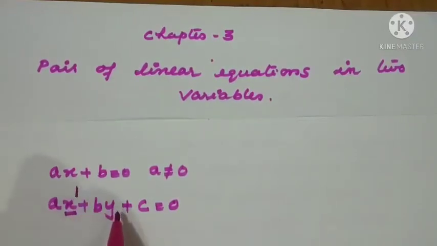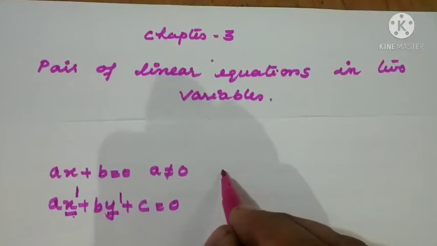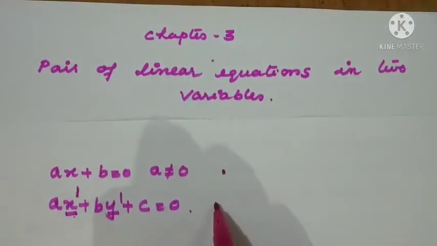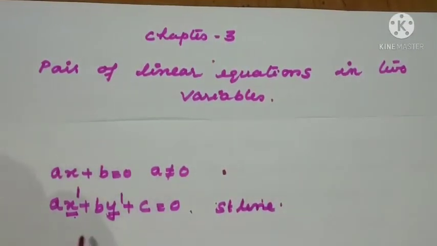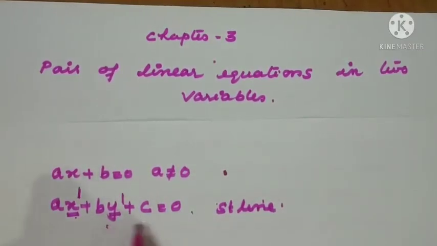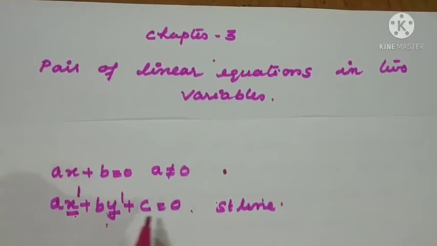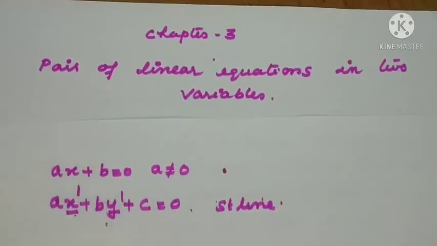x has the power 1 and y also has the power 1, and x and y are the two variables. So we learned about the graph of this one. A single variable is a point on the number line, and for this one it is a straight line. Now every point on the line is a solution of this equation. Solution means we put the values for x and y and they satisfy the equation. So the graphical representation is a straight line, and every point on the line is a solution.